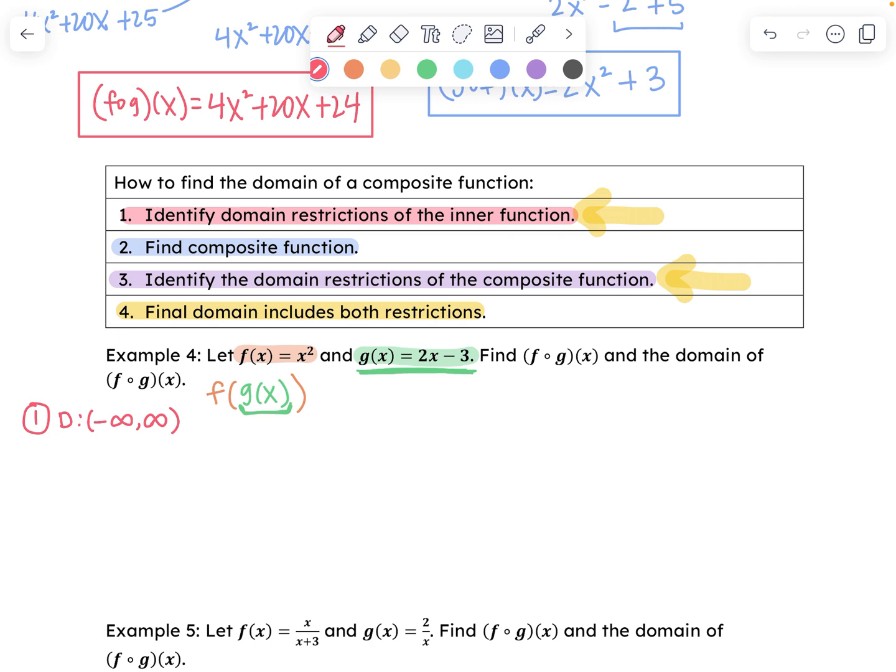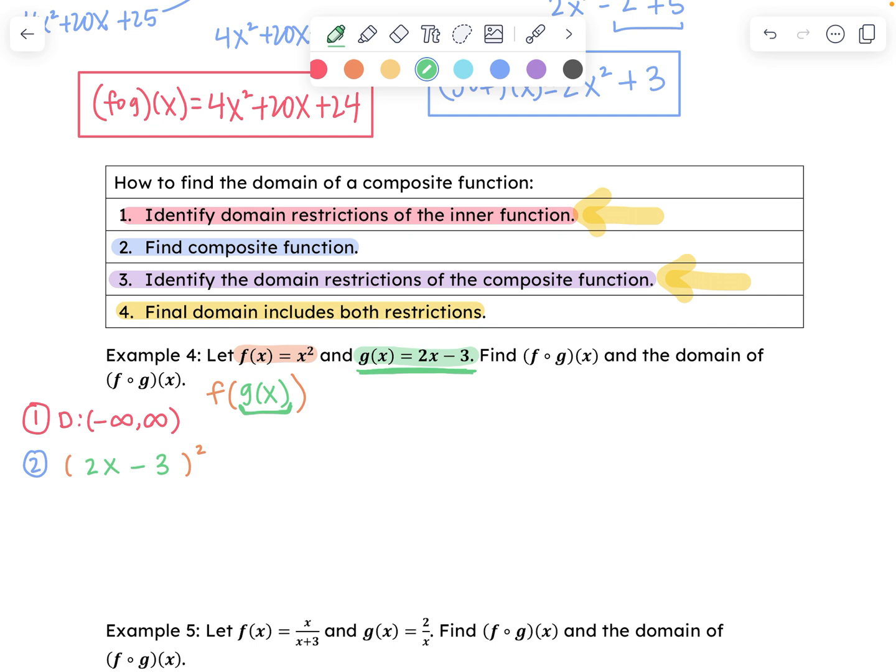Okay, step 2 is to find the composite function. So let's go through and let's actually find that composite function. So if I'm looking for f of g of x, then I would start, f of x is x squared. So that's going to be something squared. And that something is our g of x. So that's going to be the 2x minus 3. Let's go ahead and multiply that out, simplify that down a bit.